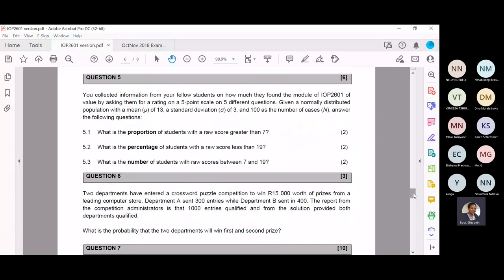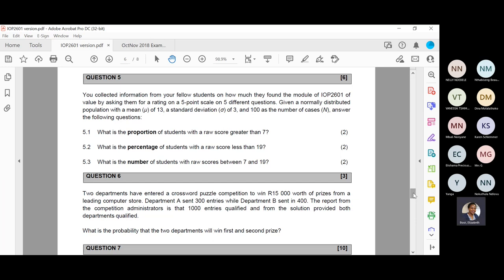Okay, so let's continue and look at question five. Question five, it is normal probabilities. So you are given all the information required, because this information was collected from a 5-point scale of 5 different questions, and the data is normally distributed with the mean of 13 and the standard deviation of 3, and n is your number of cases.